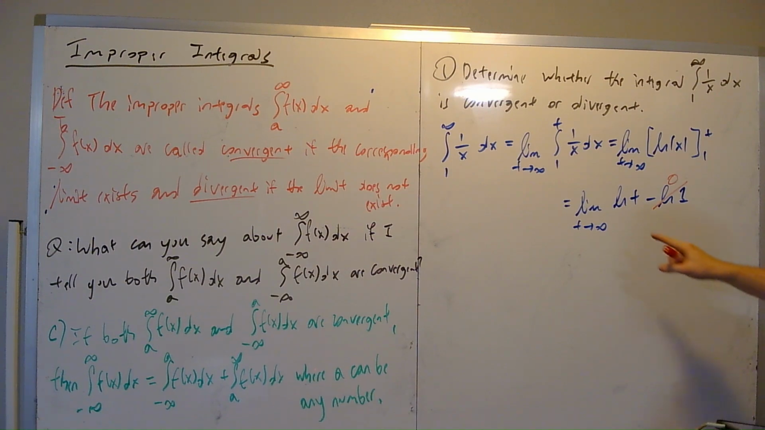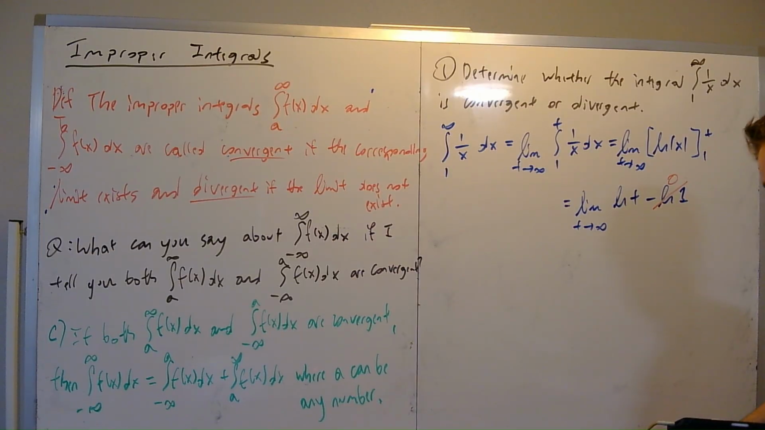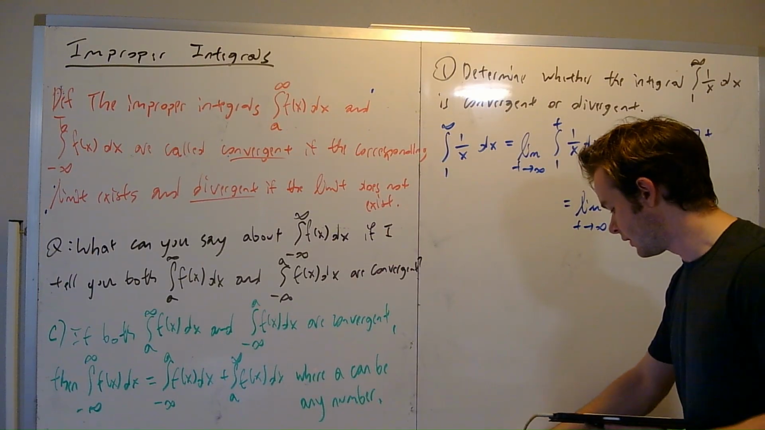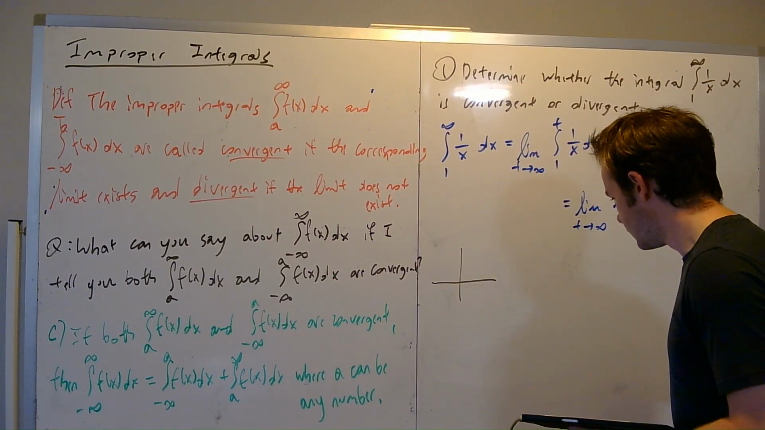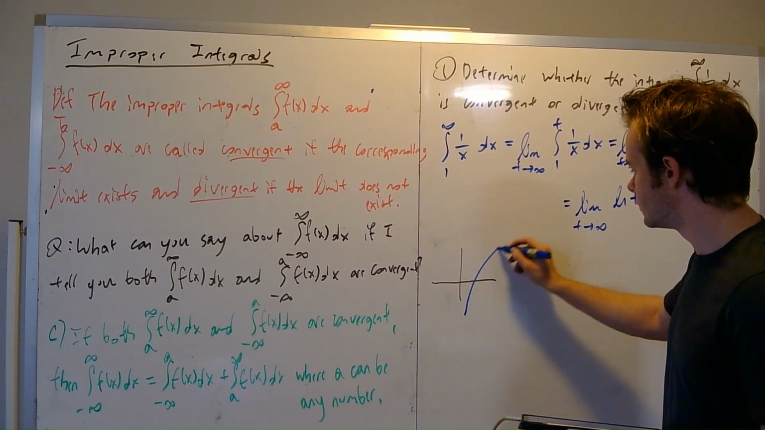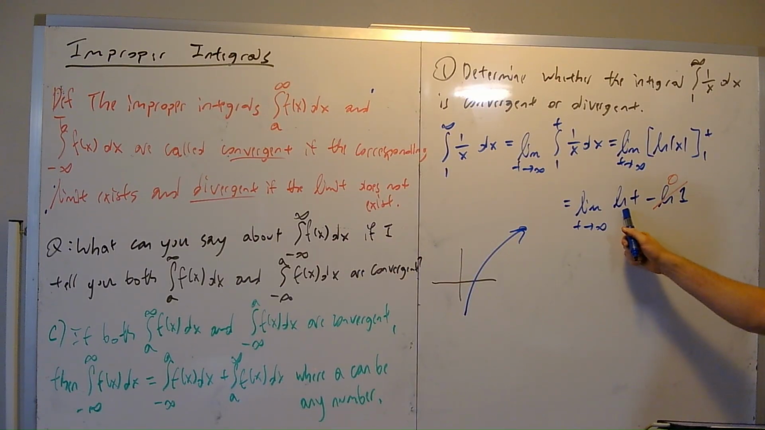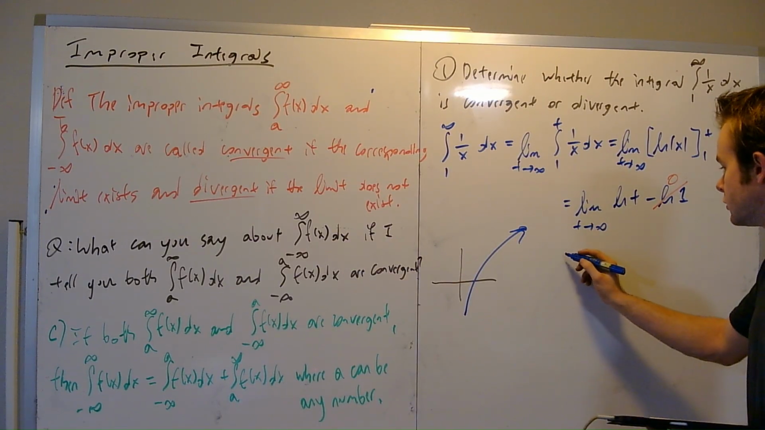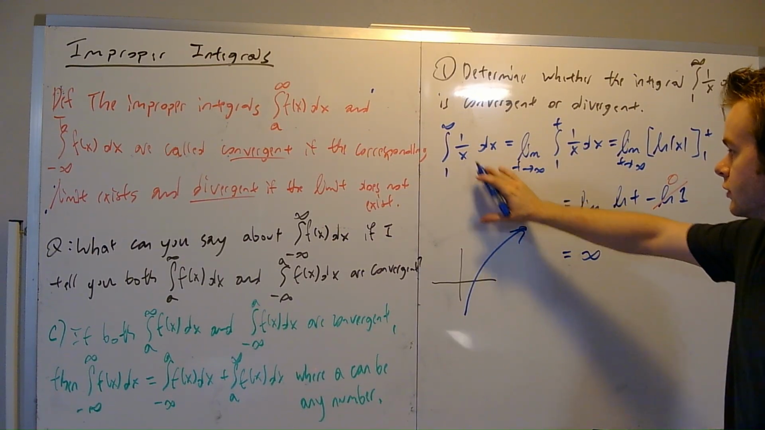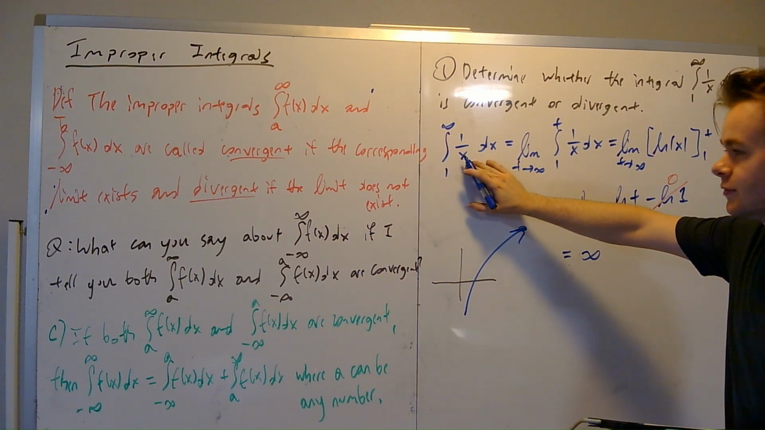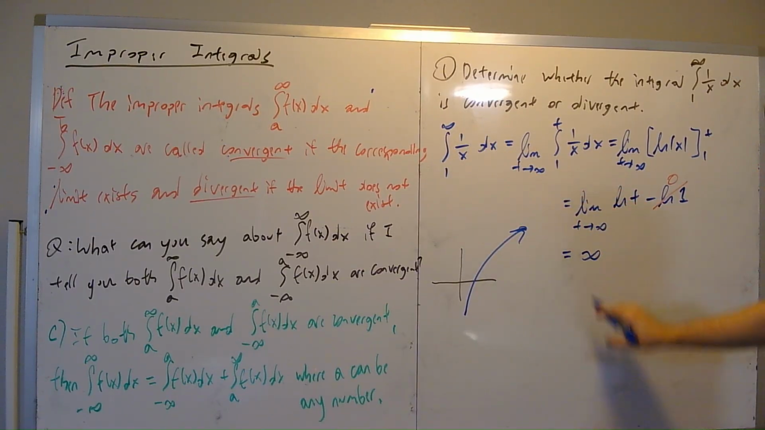Okay, and now we're taking the limit as t goes to infinity of the natural log of t, but if you think about the graph of the natural log, or you just think about what's happening here, this is the graph of natural log, and it goes infinitely off in this direction. So this is actually going to get infinitely big. So your answer here is going to be infinity. So the integral of this thing is saying there's actually an infinite amount of area under this graph between 1 and infinity. So this is infinity.